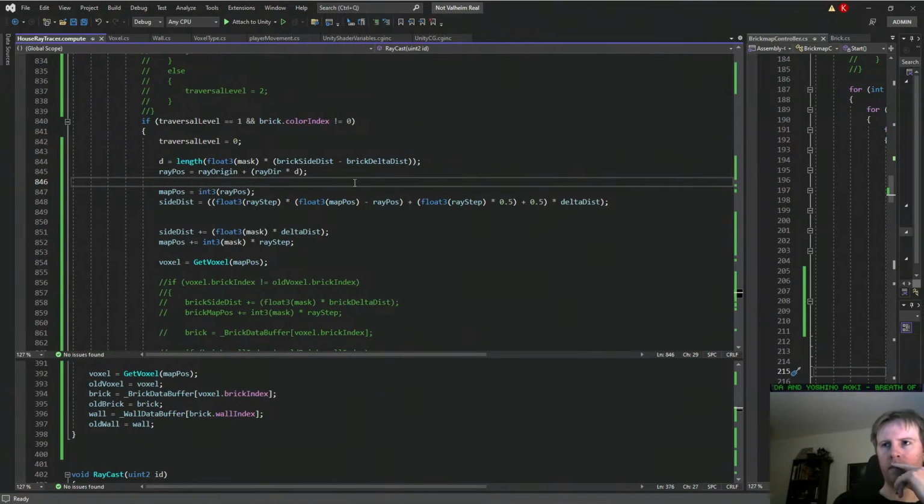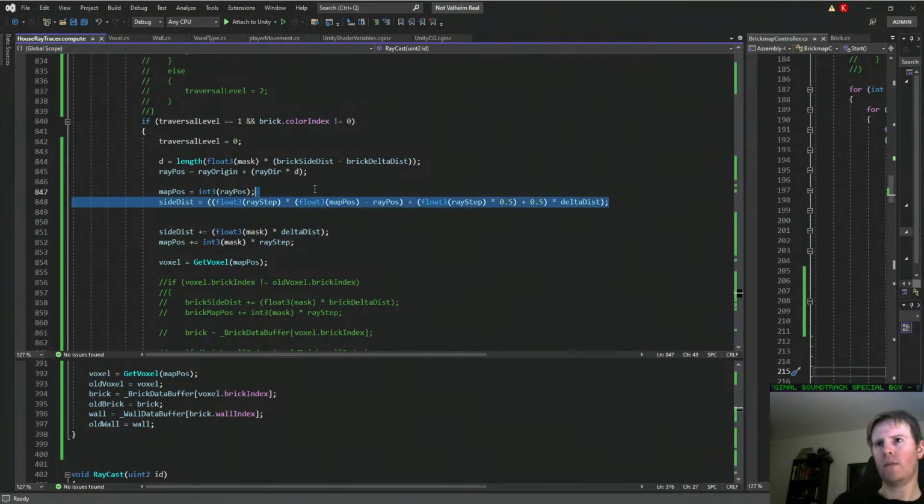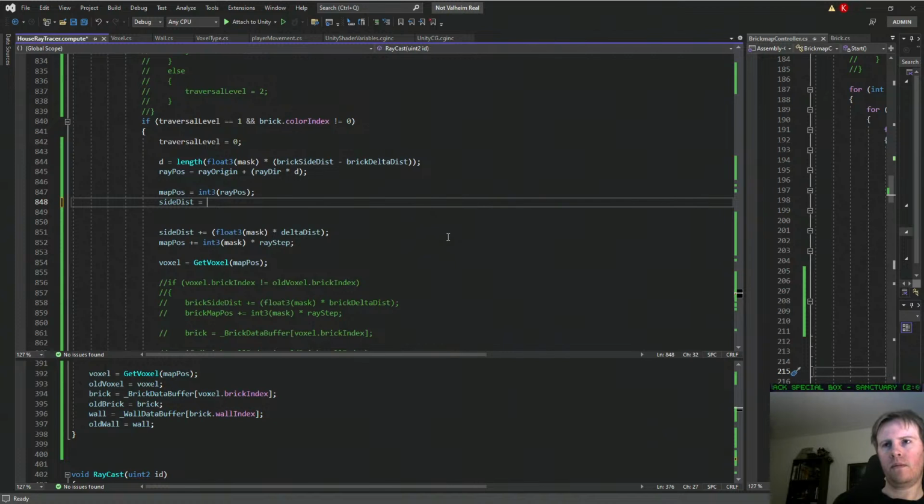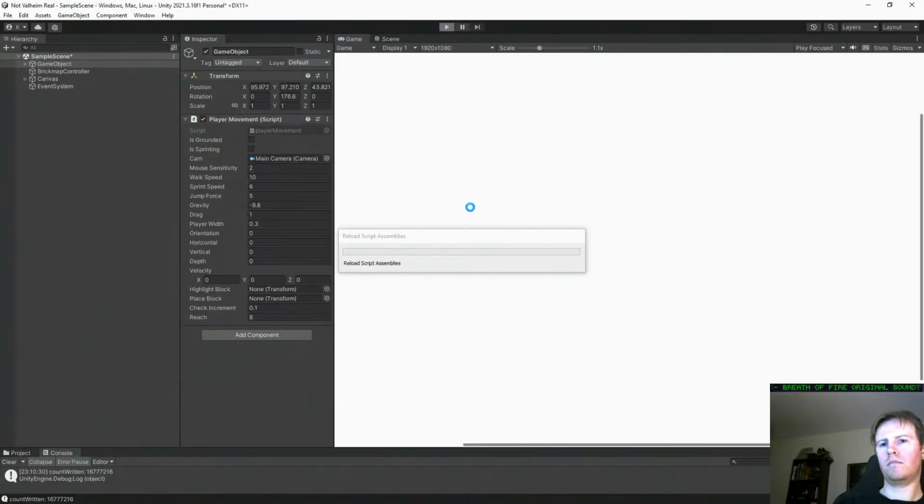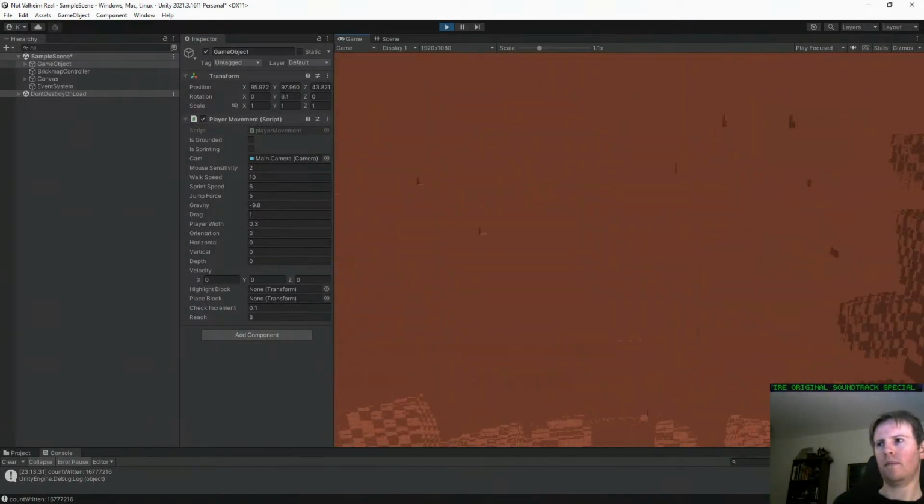What if we do something like, just on a whim, side dist equals ray position minus ray origin length times delta dist or something, I'm not sure. That didn't go very well.